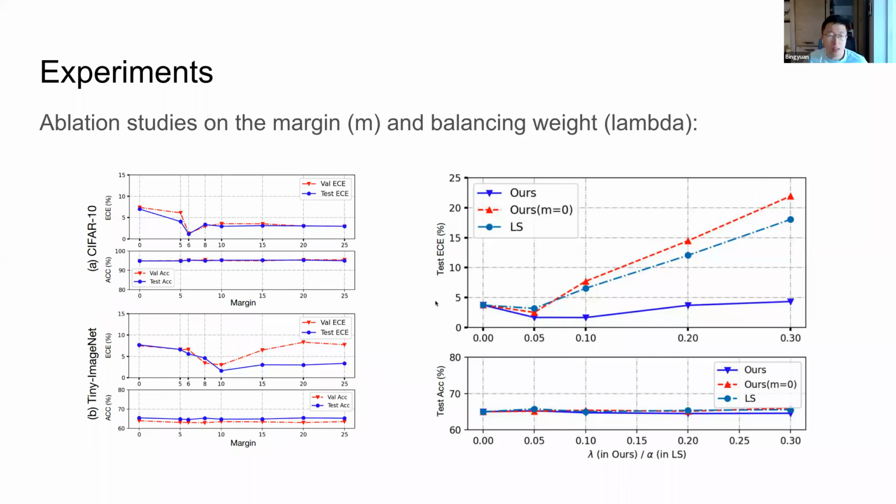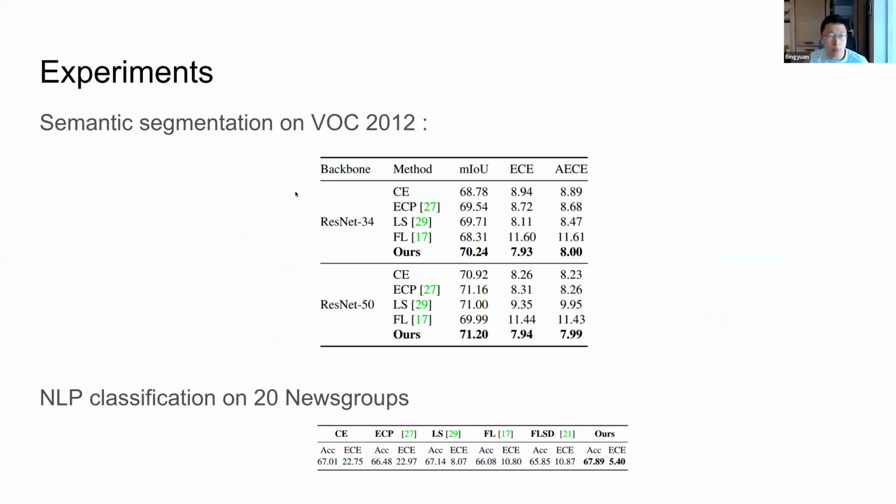Here are another two kinds of experiments. The first experiment is conducted on semantic segmentation of VOC 2012. On this task, we also achieve better calibration, and we slightly improve the IoU of the method. I think our method can also help improve the IoU because we can somehow prevent overfitting of the model. We also did another task on NLP classification with 20 Newsgroups, and we also obviously improve the ECE by a large value.